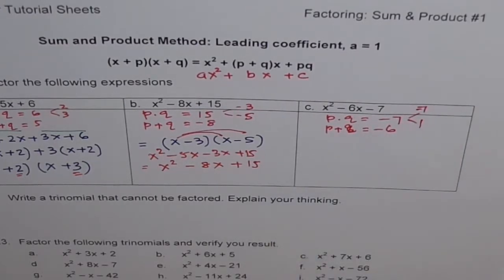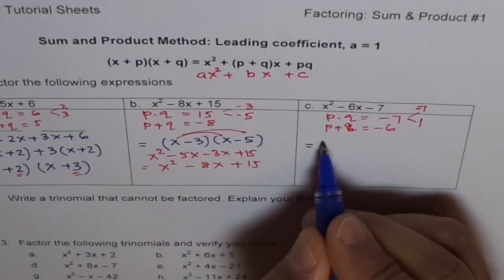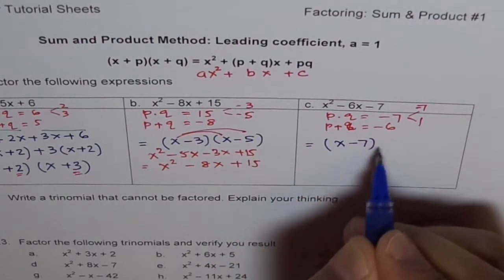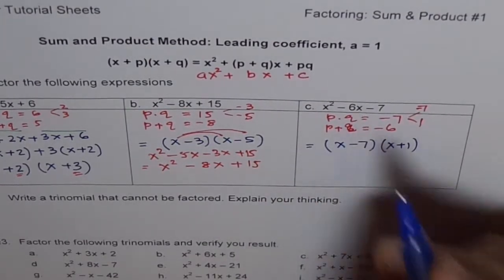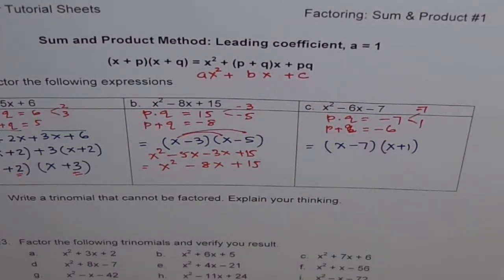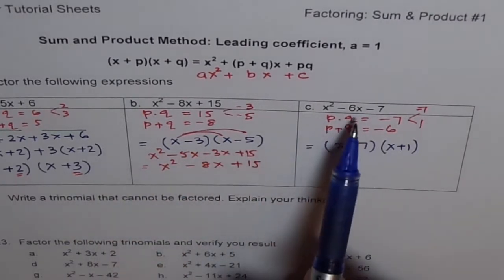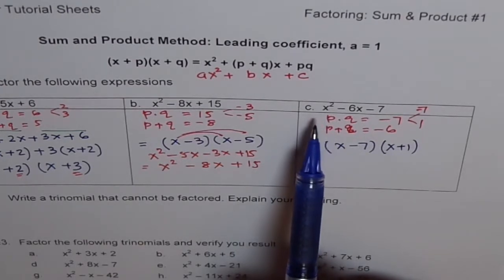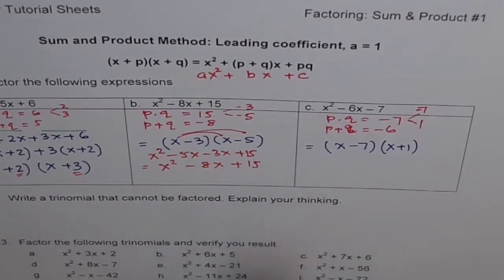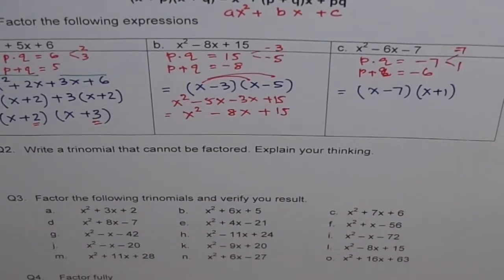So we can write this as a factor of x minus 7 times x plus 1. Multiply these two to check whether this is right factoring or not. Okay, so this is a very simple and effective way of factoring trinomials. These are trinomials, right? Because they have three terms where the coefficient of x square is 1. A is 1. Okay, now you must have noticed one thing, that every trinomial cannot be factored, right?